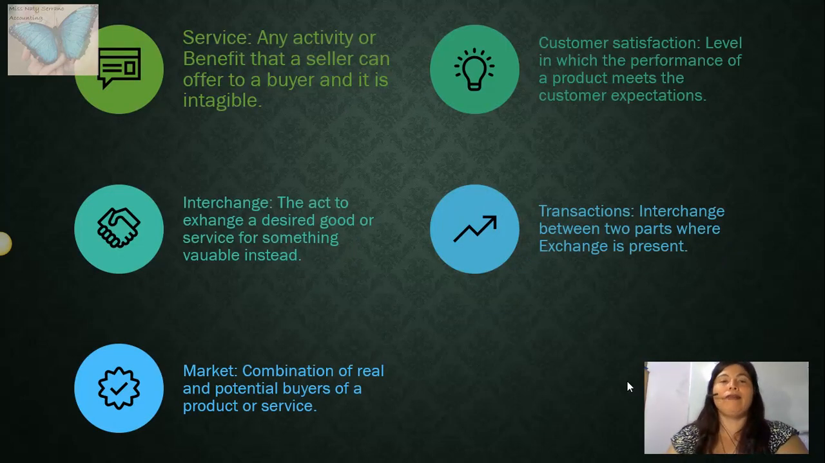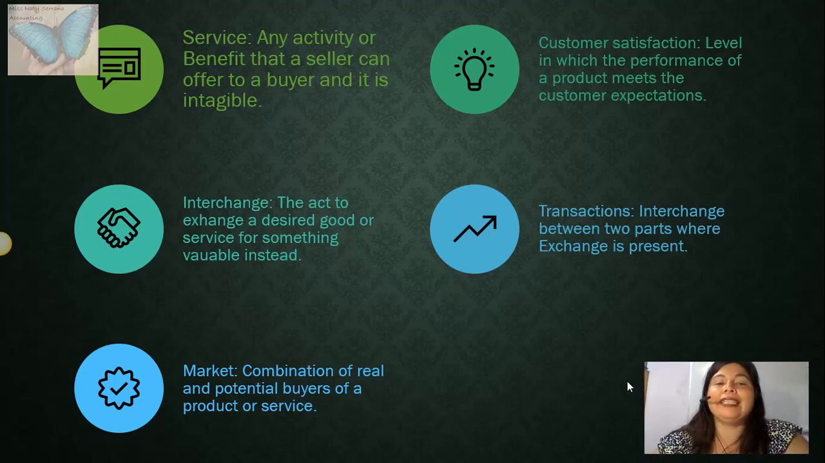Now let's see some five more topics here. A service is any activity or benefit that a seller can offer to a buyer and it is intangible because it's a service. You cannot touch it. Something that is tangible is because you're able to touch it. Intangible. I may want a haircut. I may not touch the haircut, but I know my hair is shorter. Okay?